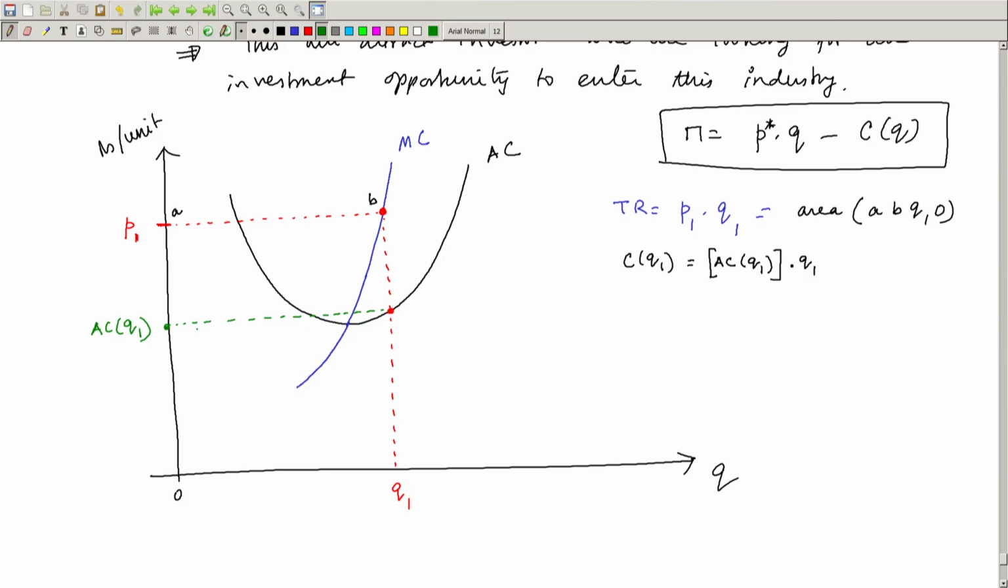So, let me write this as D, E, right. So, that is going to be the area D, E, Q1 and 0, right. So, the total revenue is the bigger rectangle A, B, Q1, 0. The total cost is the smaller rectangle D, E, Q1, 0. So, if I subtract the total cost from the total revenue, the profit essentially is going to be this area.